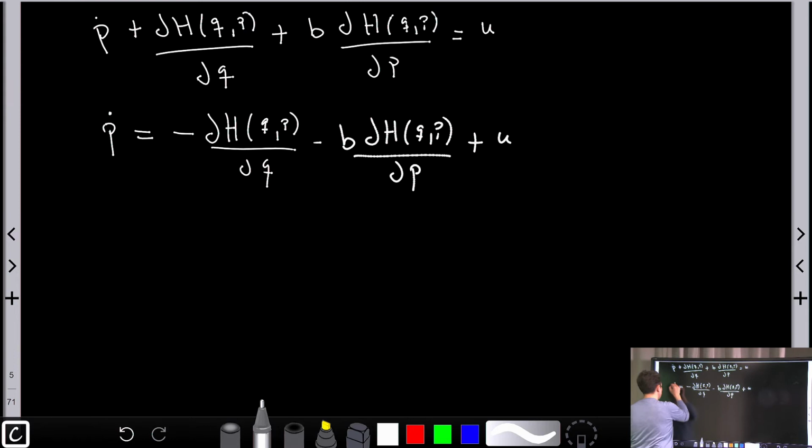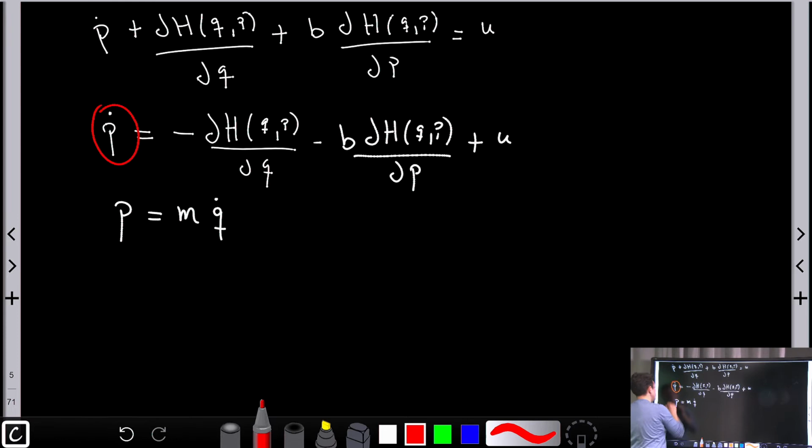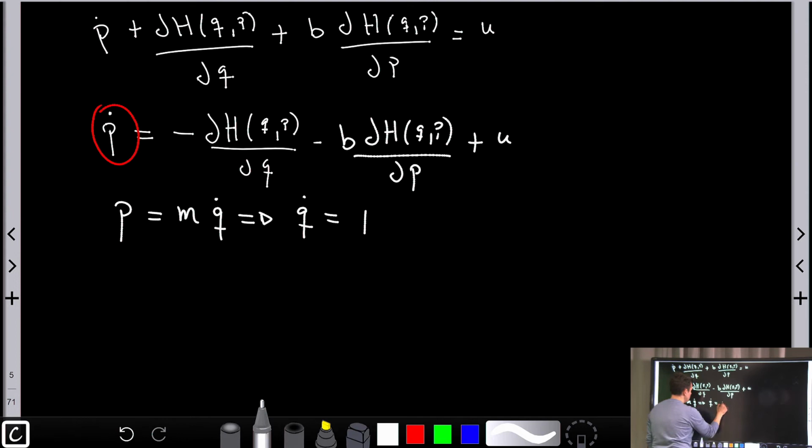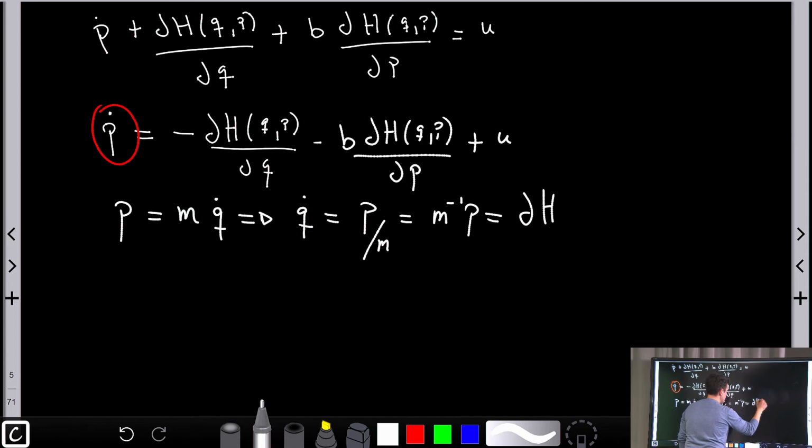What's going to be our second result? Recall that the momenta is equal to the mass by the speed. We already obtained the dynamics of the momenta. Now the idea is to obtain the dynamics of the displacement, of the generalized coordinate, in terms of the Hamiltonian function. What we do is simply extract q dot and say that this is p divided by m, or just m to the minus 1 times p. And this is just the partial derivative of the Hamiltonian with respect to p.